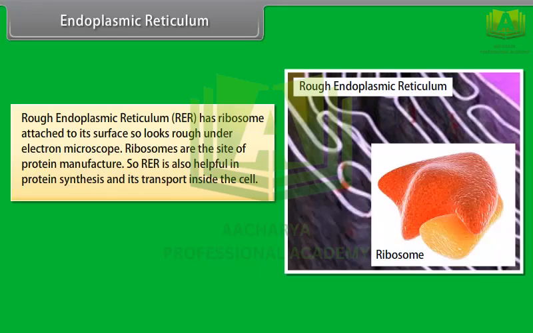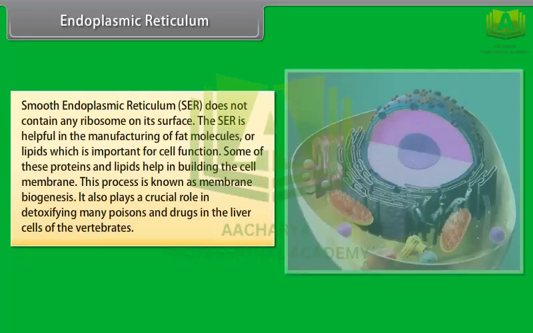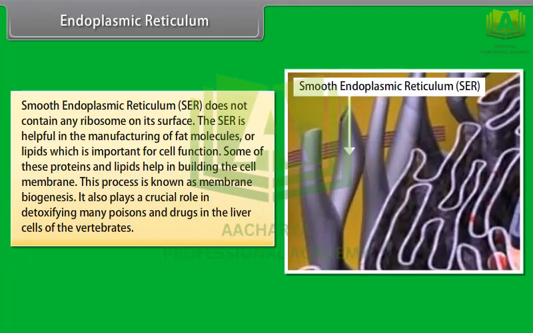Ribosomes are the site of protein manufacture, so RER is also helpful in protein synthesis and its transport inside the cell. Smooth endoplasmic reticulum, SER, does not contain any ribosomes on its surface. The SER is helpful in the manufacturing of fat molecules or lipids, which is important for cell function. Some of these proteins and lipids help in building the cell membrane. This process is known as membrane biogenesis. It also plays a crucial role in detoxifying many poisons and drugs in the liver cells of the vertebrates.